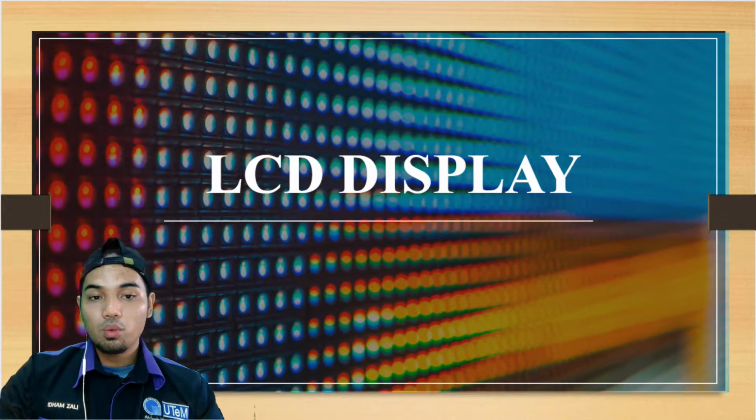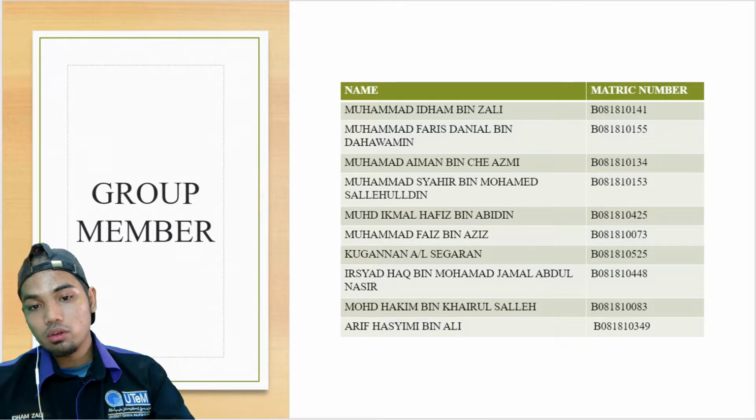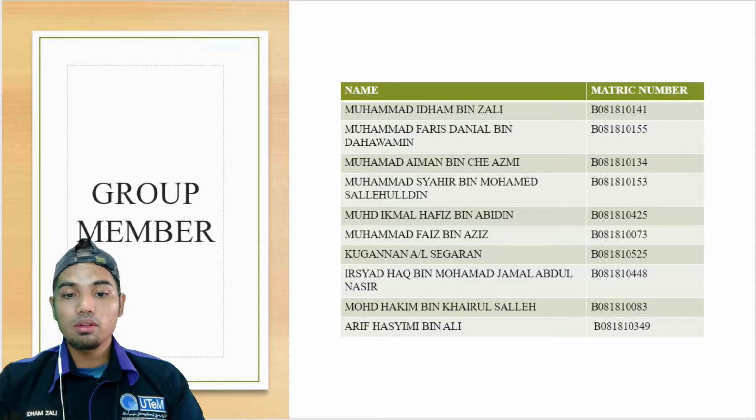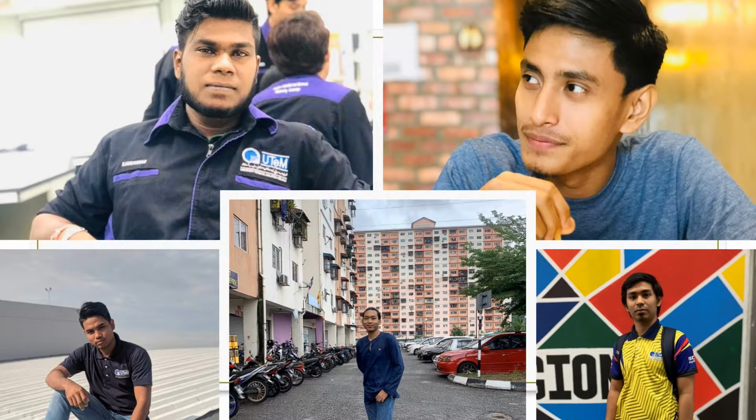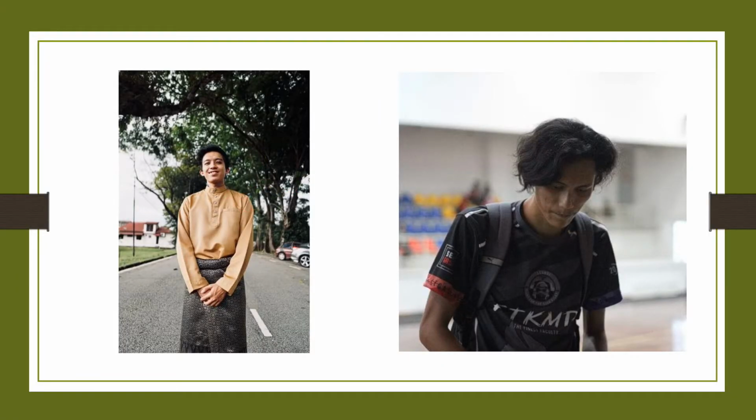Before we start, I will introduce my group members. We have 10 of us, including me. This is Kugan, and this is Shahir, this is me, this is Faris, this is Arif, this is Kemal Hafiz aka Chong, Ichad, Faiz, Hakim, and the last one is Aiman aka Panjang.